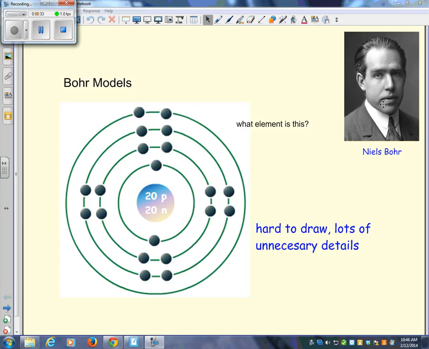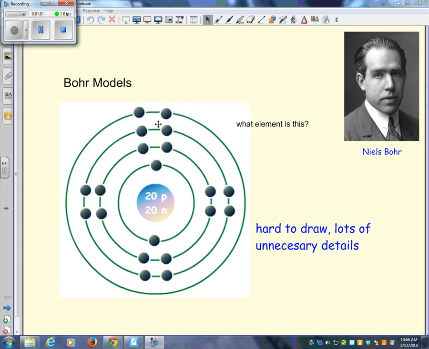How do you know that, Christian? Because it says 20 protons and 20 neutrons. How many electrons would there have to be? 20. And you could count them. 1, 2, full outer shell, that's 8, that's 10. Another outer shell, that's 18, plus 2 more is 20. And it's? Calcium. Okay, so Bohr models can be, pardon the expression, a little boring.